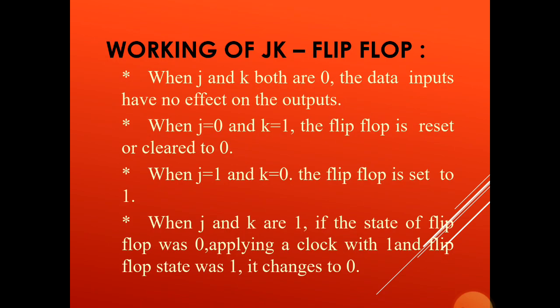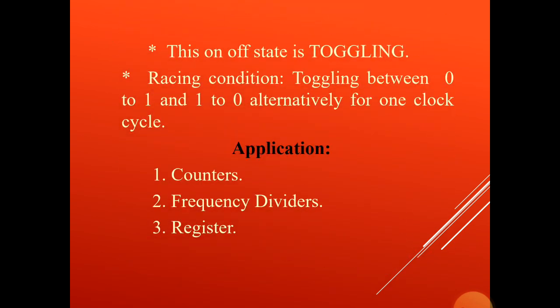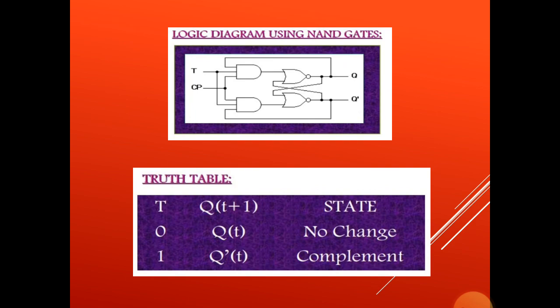We should consider the toggle condition, that is J equal to 1 and K equal to 1 means toggling. Toggling means changing from 0 to 1 and 1 to 0. Because of this toggling, we can use it in counters and frequency dividers. For the T flip-flop, or toggle flip-flop, J and K are both taken as a single input, and that input is named T. Otherwise it is called the toggle flip-flop.